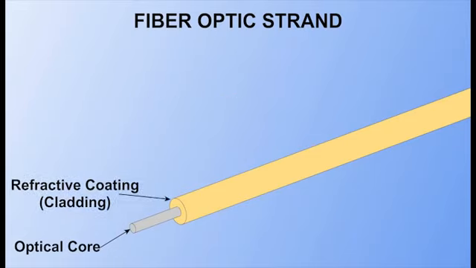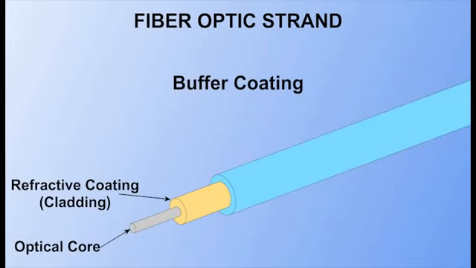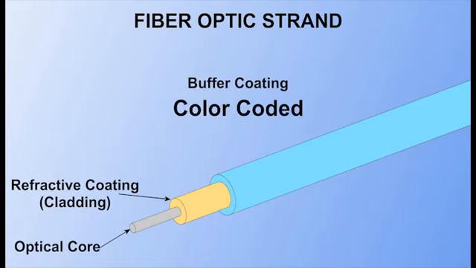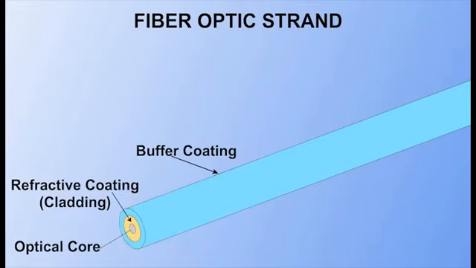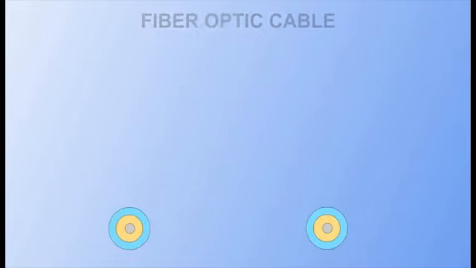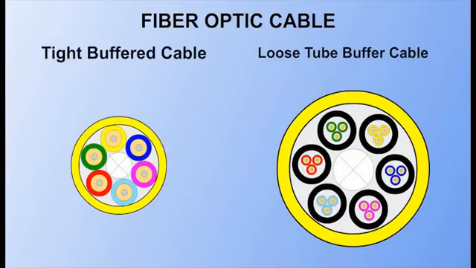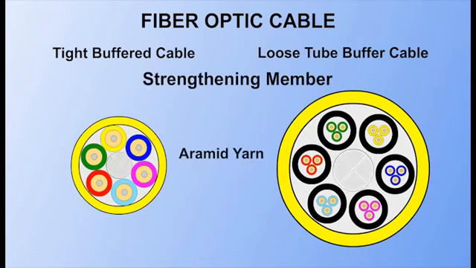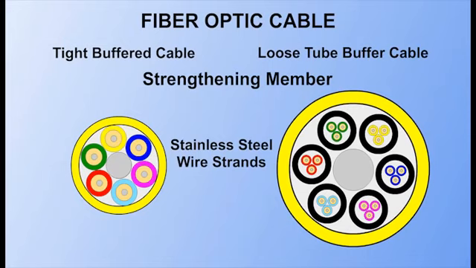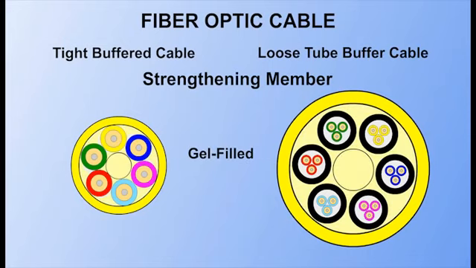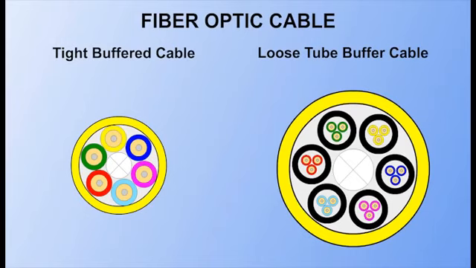The third layer is a buffer coating to protect against moisture and other damage. It also prevents light from escaping the strand and may have a color coating for identification purposes. Fiber optic strands are typically bundled into a cable. These strands can be grouped as either tight or loose buffered cables. Both types of cables contain some type of strengthening member, such as aramid yarn, stainless steel wire strands, or gel-filled sleeves. They are, however, designed for different environments.